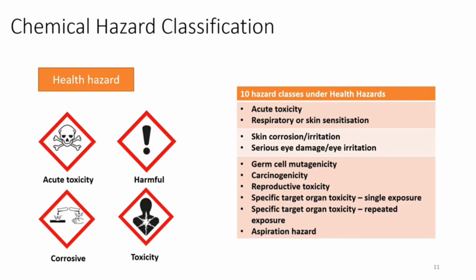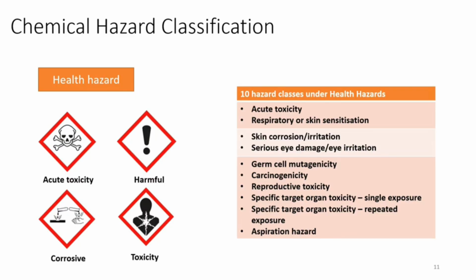Health hazard means that the chemicals can cause harmful effects on human health. These are the 4 pictograms which are closely associated with health hazard. They are acute toxicity, harmful, corrosive, and toxicity. Under health hazards, they are further divided into 10 hazard classes. Acute toxicity means that the chemical will have short-term toxic effect on human.